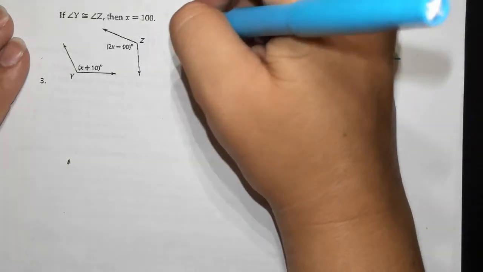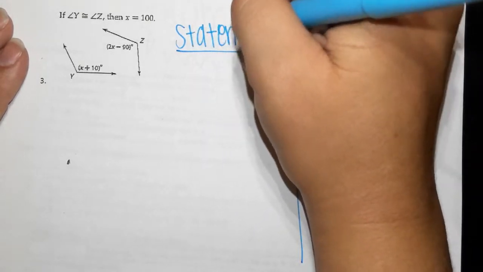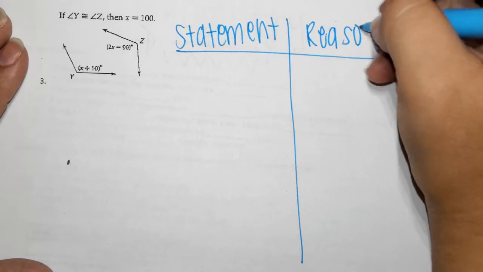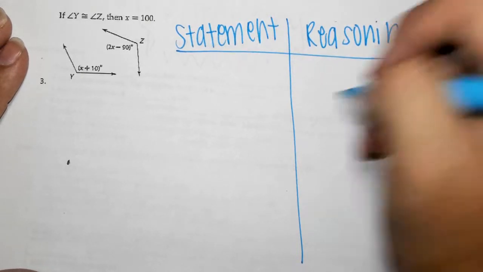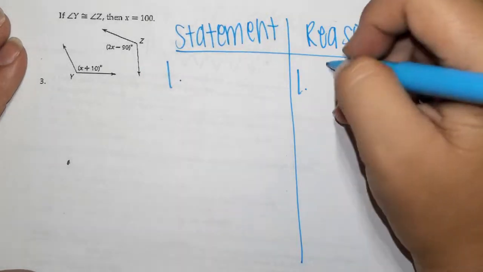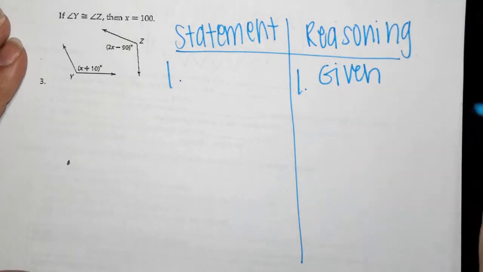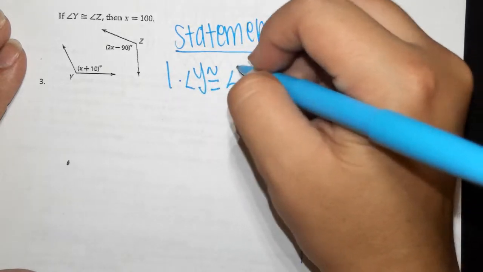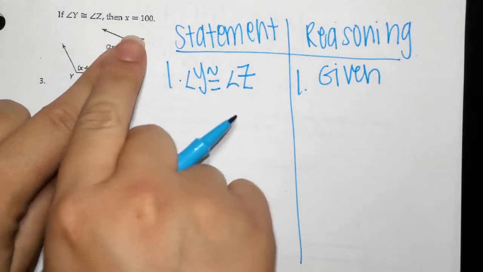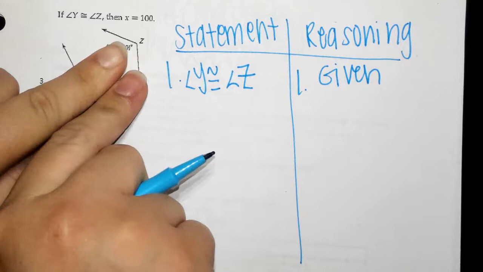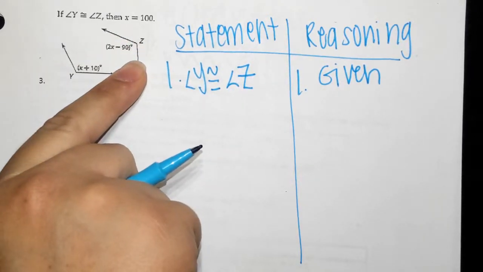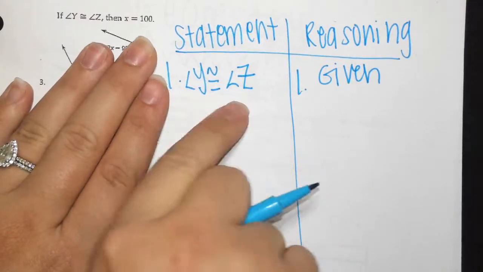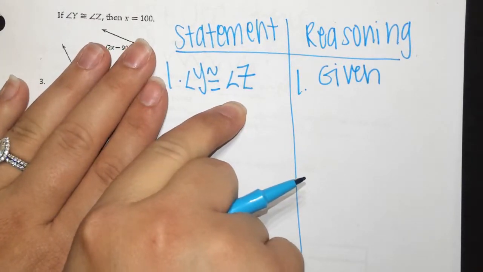Okay, so you have your statement. What's going to be number 1? Given. What's your hypothesis? Angle Y. This is what you're given. You can't look at this yet. You have to look at your statement and what you're given. You got to go in order. So we're given that angle Y is congruent to angle Z.